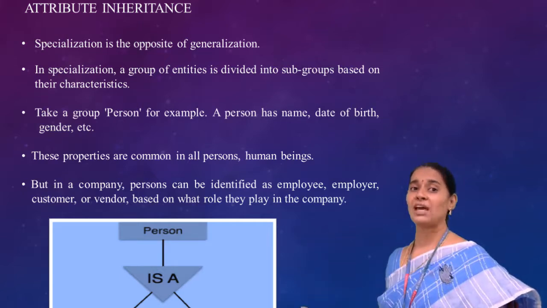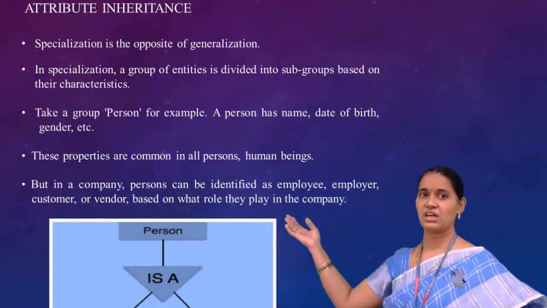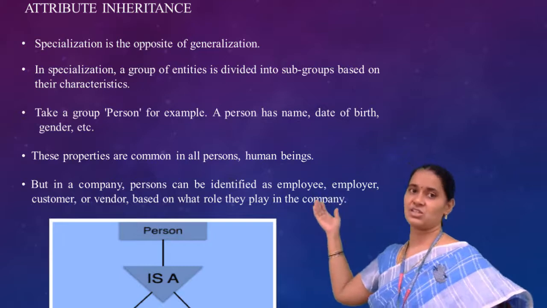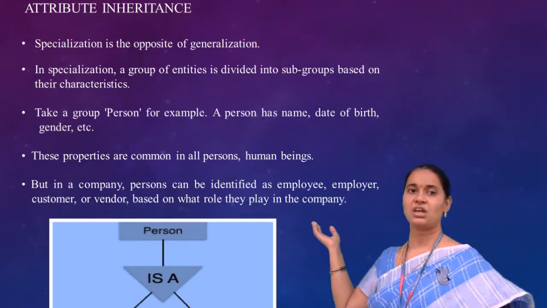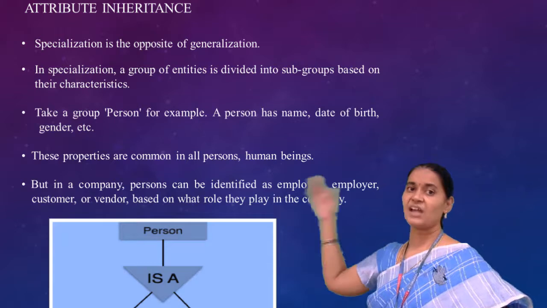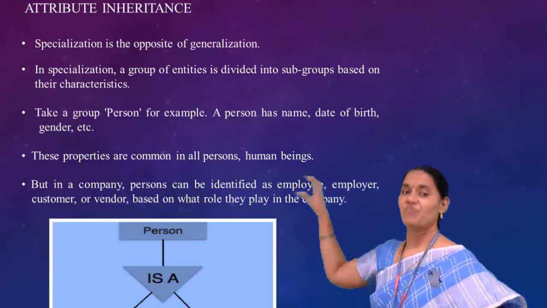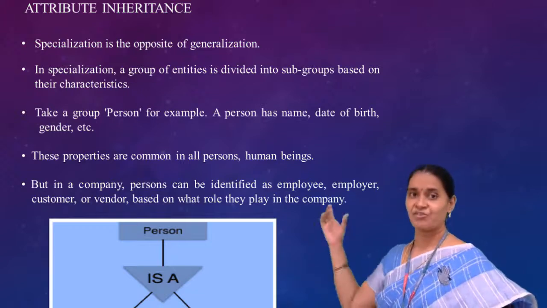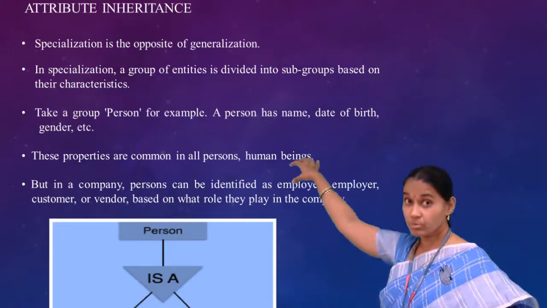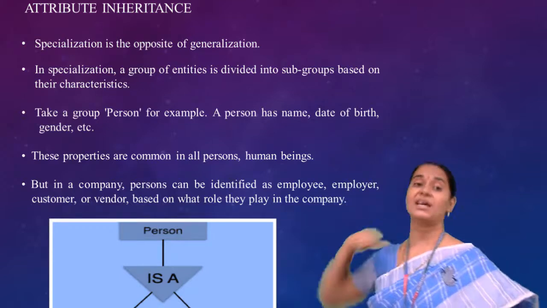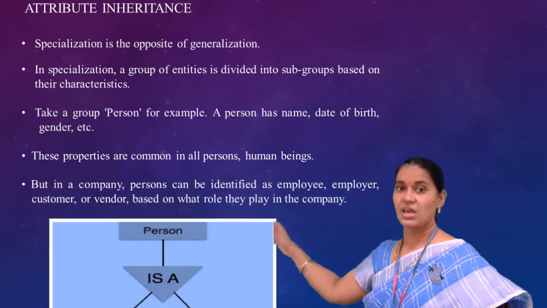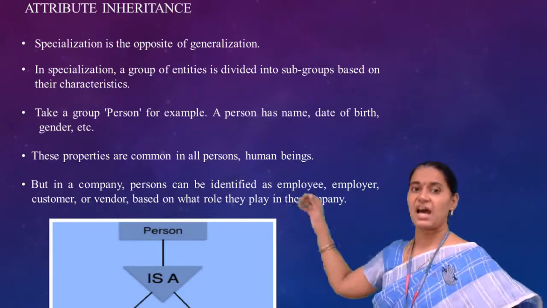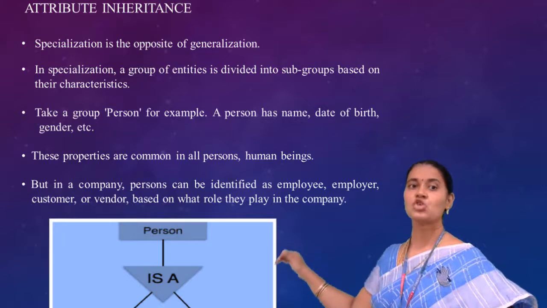So from these both, I am going to give the definition of attribute inheritance. What is attribute inheritance? Specialization is opposite to generalization. Before defining attribute inheritance, let me tell you that specialization and generalization are opposites of each other. From one supertype, if I derive subtypes, it is called specialization, and from subtypes, if I define a supertype, it is called generalization. So in specialization, a group of entities is divided into subgroups. From a group of entities, I generate subgroups. It is called specialization.